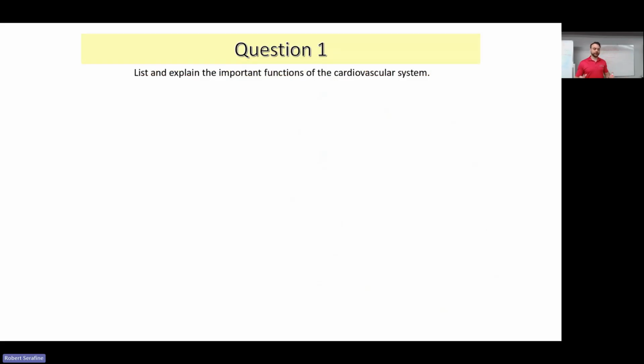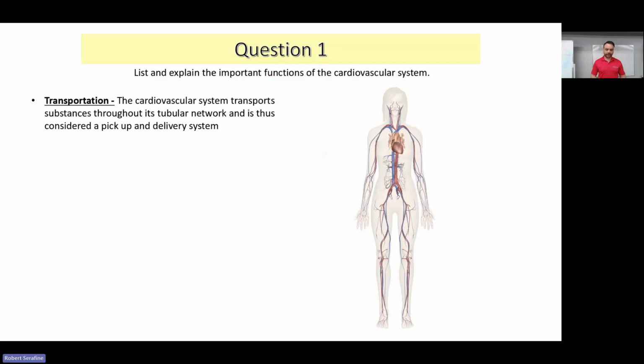So first and foremost, with every physiological system, we usually want to start with the functions of the system. It's very important and vital that we understand why we have this system and what it is doing for our bodies. So what exactly is the cardiovascular system? We loosely associate it and call it a transport and delivery system. So in this instance, we see the first function is transportation.